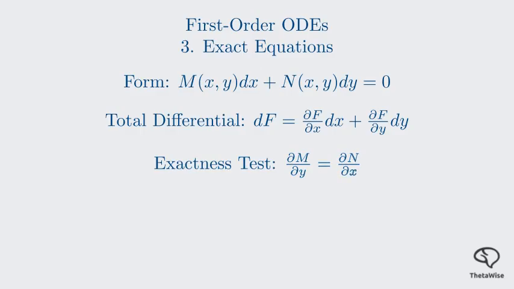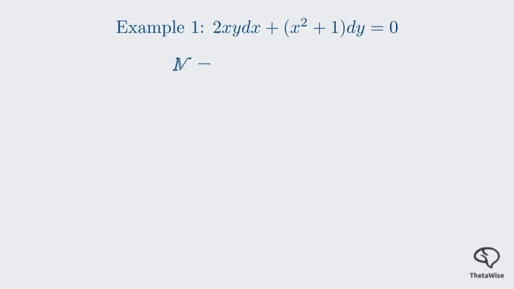This is the exactness test. Let's work through an example. Solve 2xy dx plus (x squared plus 1) dy equals 0. First we identify M and N. M is 2xy and N is x squared plus 1.